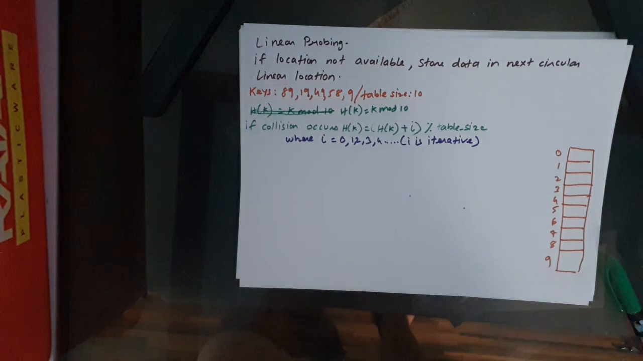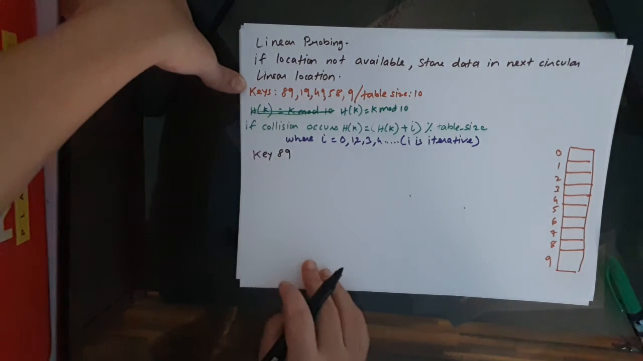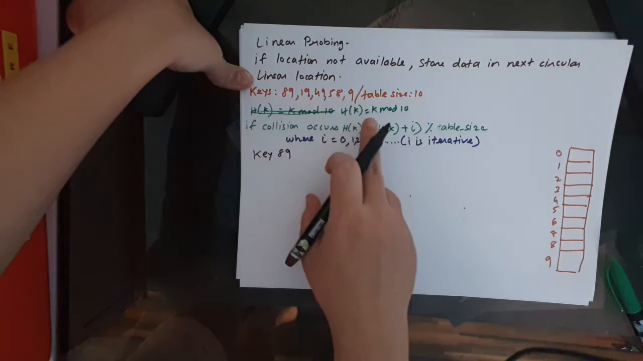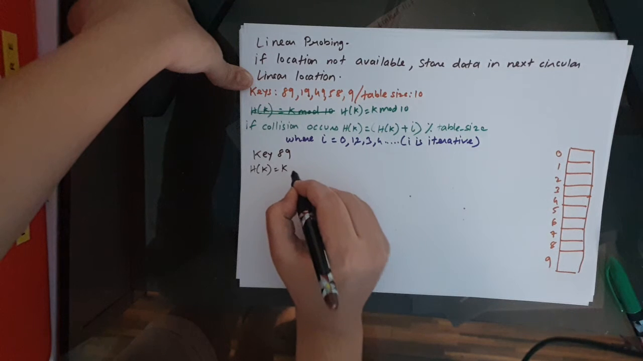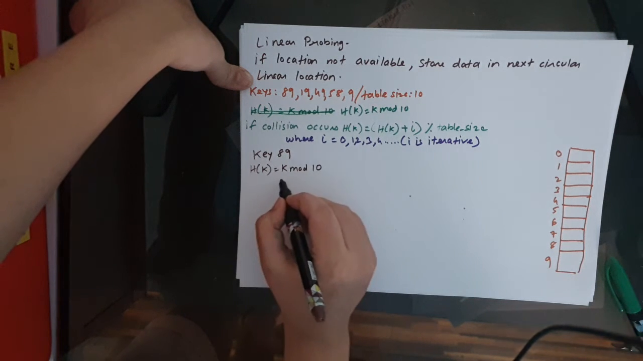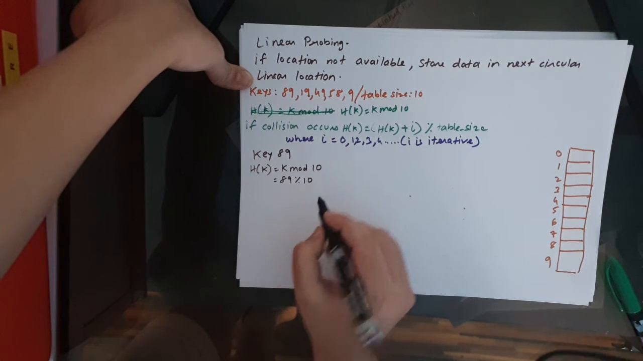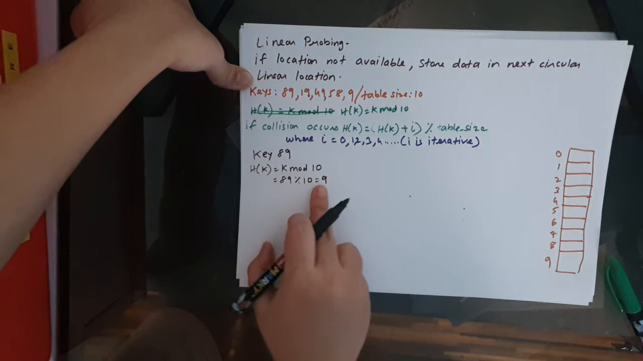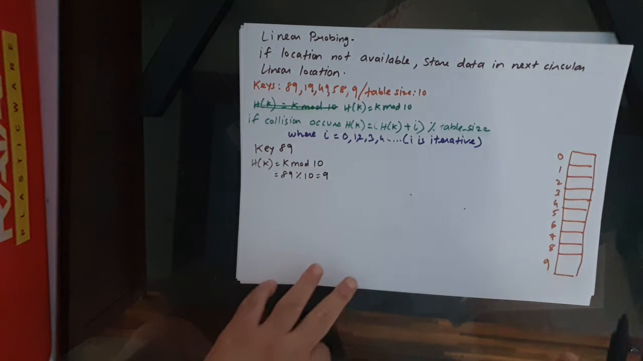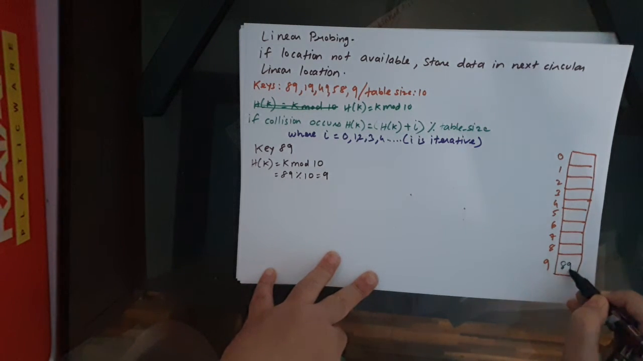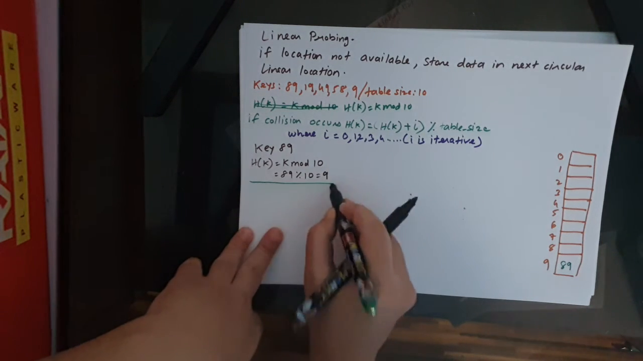The first key that we have is 89. So let's apply our hash function, that is h(k) = k mod 10, which is 89 mod 10. The answer that we get is 9. Is the 9th location in the array available? It's available, so just directly go and store 89 in this particular location. So we store 89 right here, and we are done with 89.